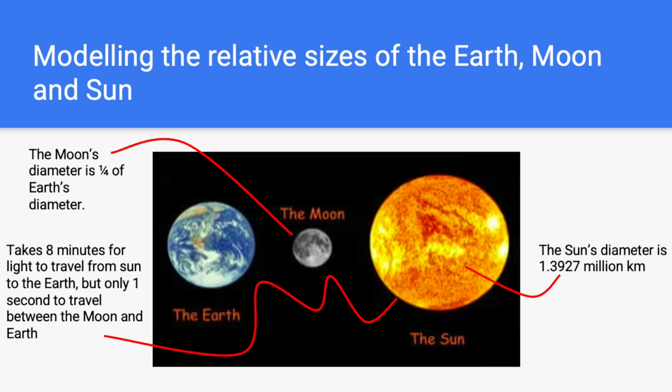Distances between major objects in our solar system, such as other planets or even comets, can be hard to imagine because they are so large. For example, light is the fastest thing in our universe, and it takes about 8 minutes to travel from the Sun to the Earth, whereas it only takes close to a second to travel between the Moon and the Earth.